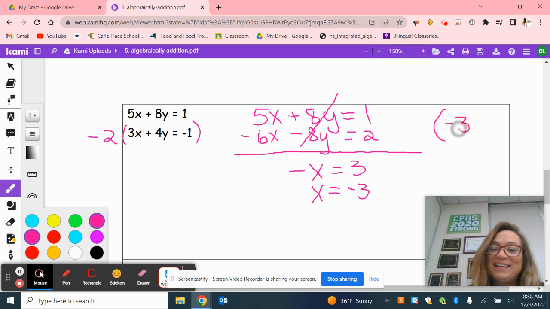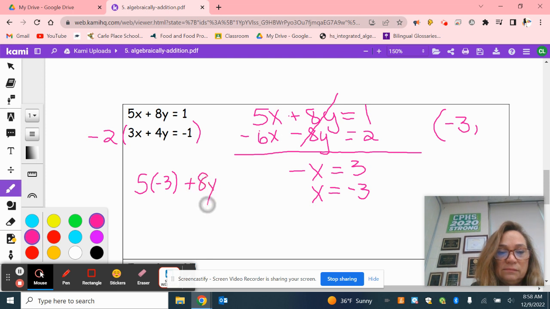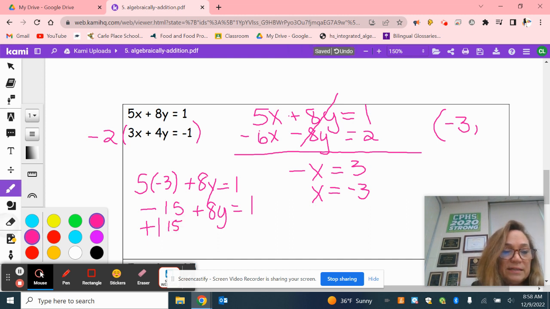And for every x, there's only one y. So I'm going to go to the top. I have no reason why. So I have -15 plus 8y equals 1. Add 15. That doesn't look like an adding 15, so let me erase that.